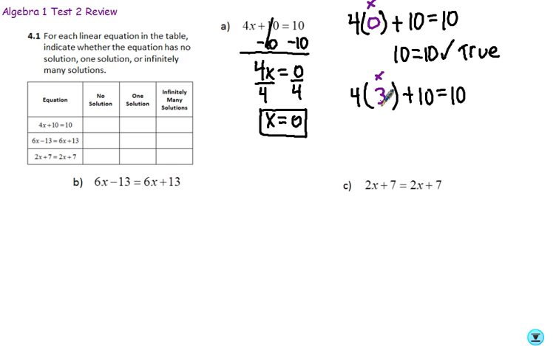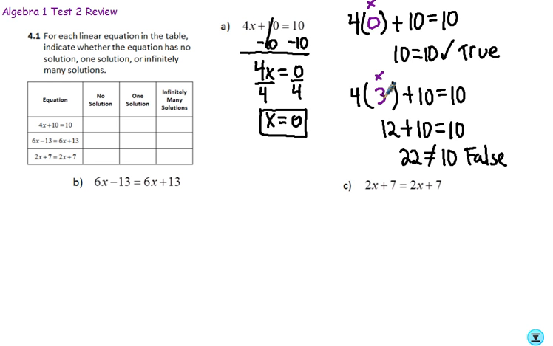If I plugged in a 3, I'd have 4 times 3, which is 12, and 12 plus 10, which is 22. Well, 22 is not equal to 10. That's false. And that would have been true for any number you had plugged in. So pick any other number in the universe besides 0, and you would end up with something where the numbers didn't match. 0 is the only number that you could plug in right here that would get these two numbers to match up with each other. Everything else would not work.